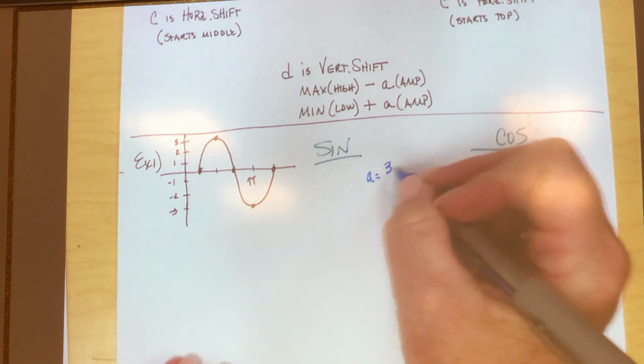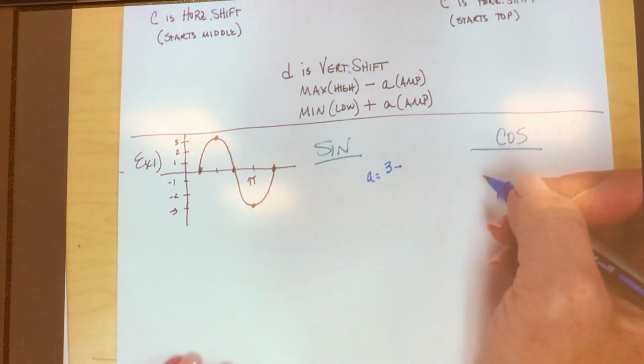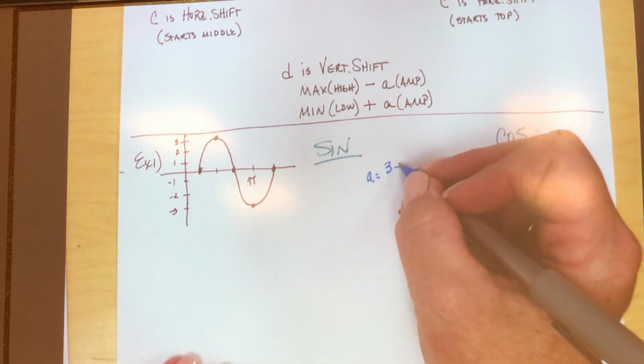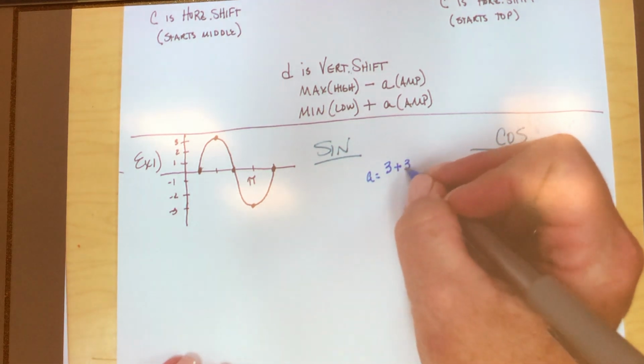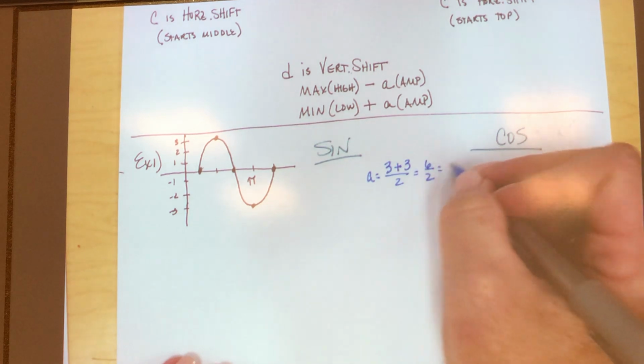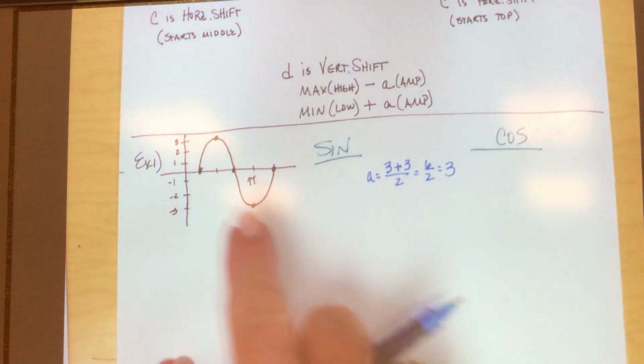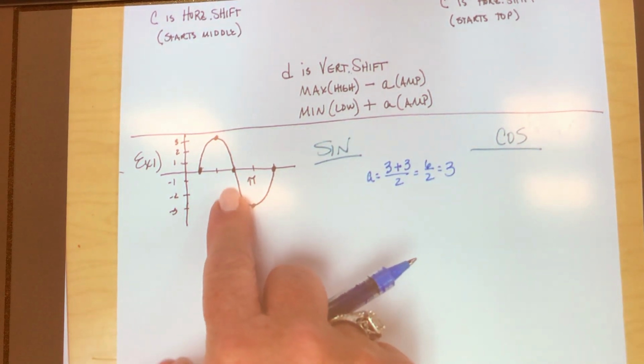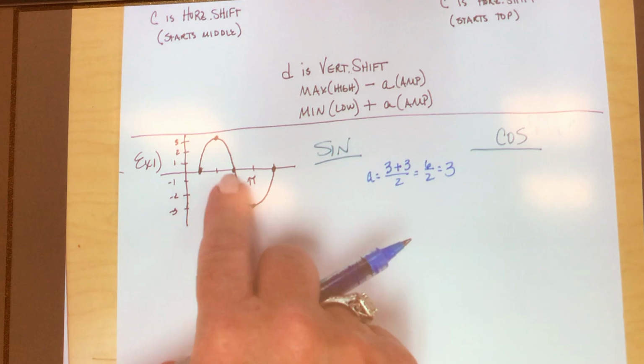Okay, what's the high? 3. Minus. What's the low? Negative 3. Minus a negative makes a plus. 3 plus 3 divided by 2. What's 3 plus 3? 6 over 2 is 3. So now, look at it.